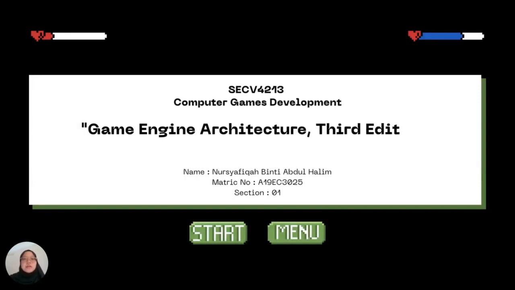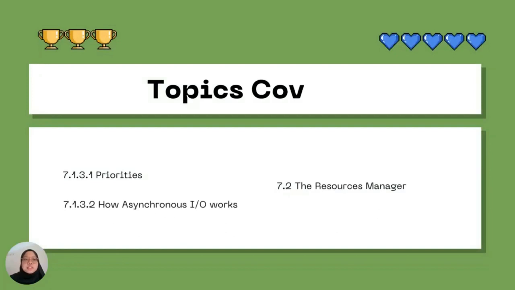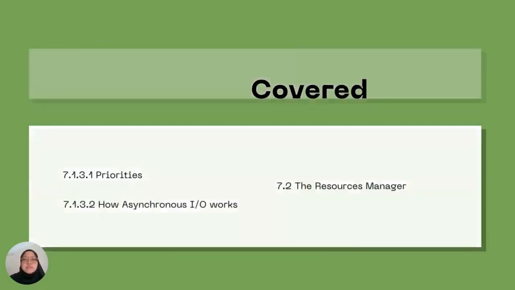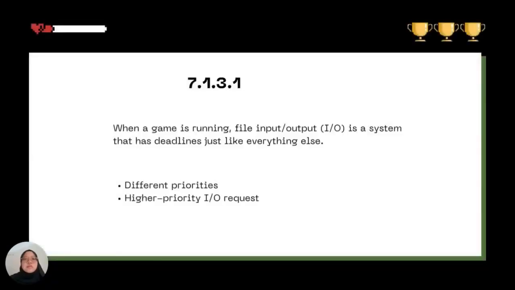In this video, I would like to summarize what I have read from a book named Game Engine Architecture, third edition by Jason Gregory. This is the topic that I have covered from this book. First is the priorities. When a game is running, file I/O is a system that has deadlines just like everything else, with different priorities, and the higher priority I/O also requests.